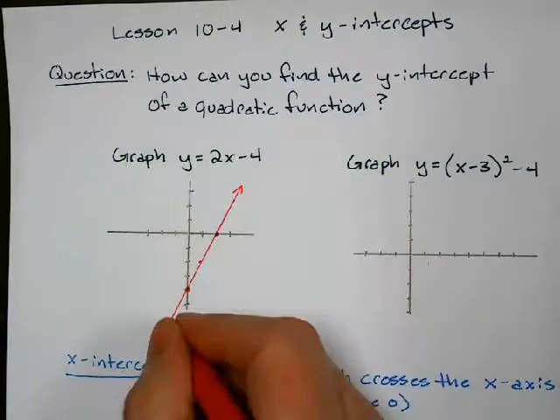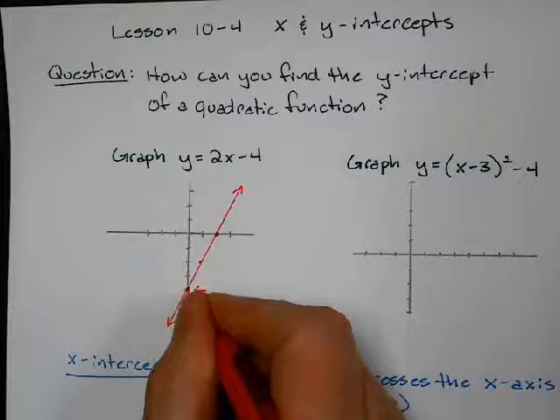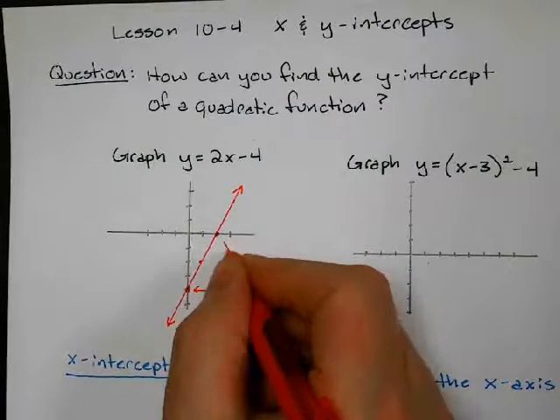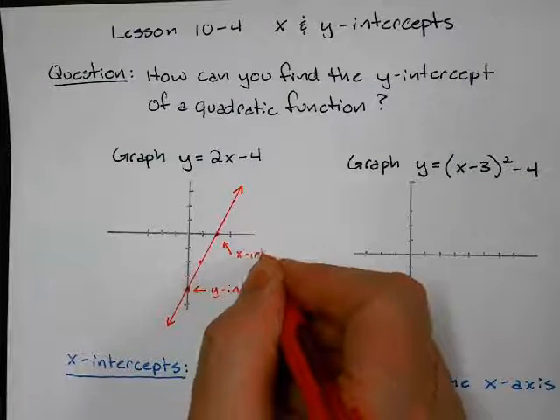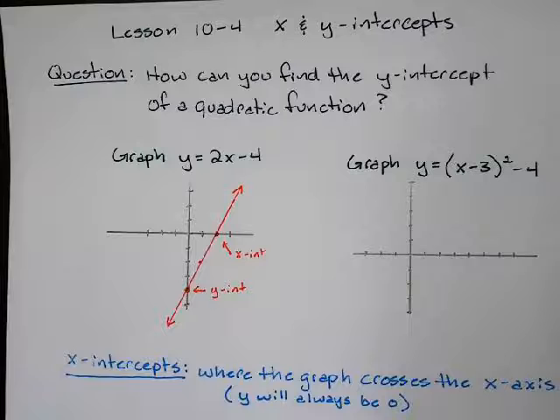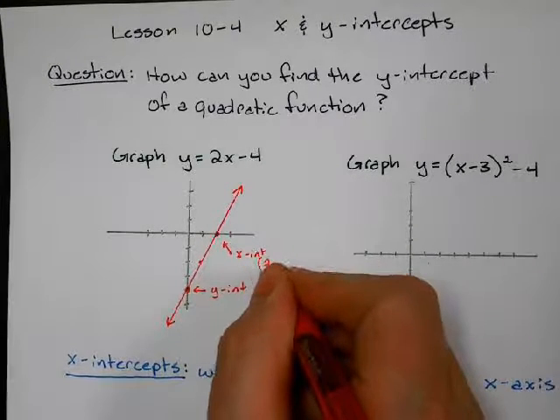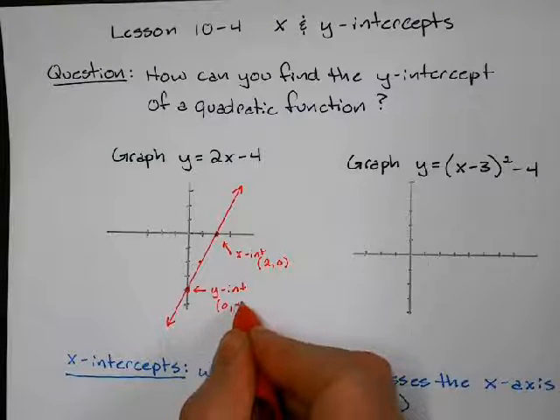Now, when we're talking about intercepts, this is the y-intercept, and this is the x-intercept. The x-intercept is where the graph crosses the x-axis, and the y-intercept is where the graph crosses the y-axis. So here I had my x-intercept of (2, 0), and here I had a y-intercept of (0, -4).